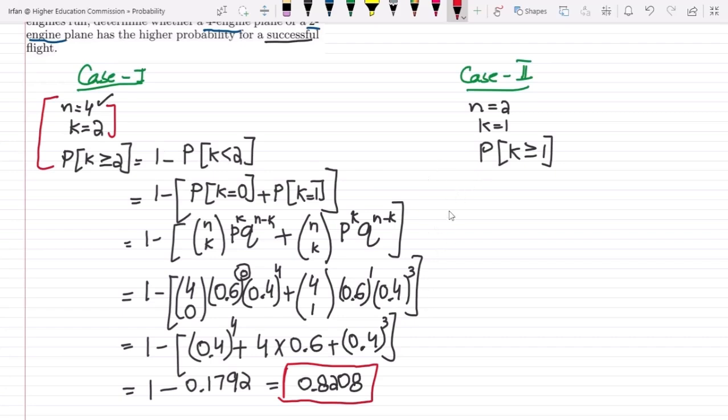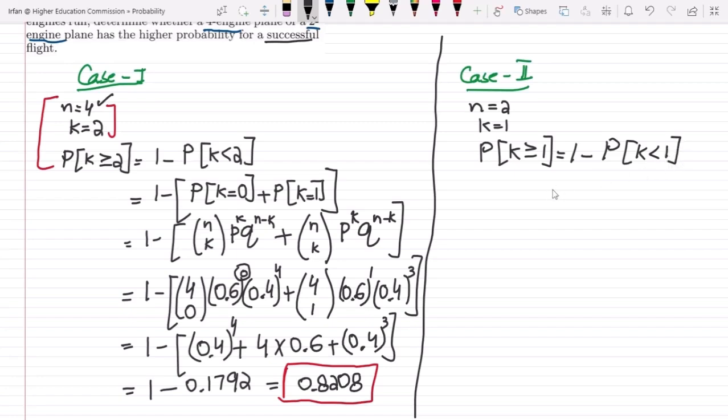Okay, this is for the case 1. Let me proceed to case 2 and let me separate them out. Okay, this one. So this is case 2, and here in order to find this out, I can very clearly see that this is 1 minus the probability that k is less than 1. So it would be 1 minus the probability that k is less than 1, which is k equal to 0.